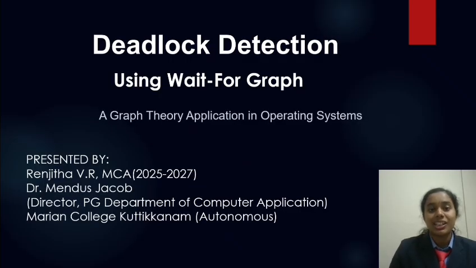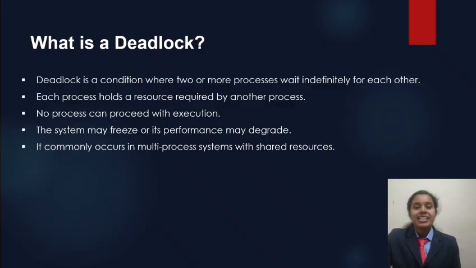Let us check what is deadlock. Deadlock is a condition where two or more processes wait indefinitely for each other. Each process holds a resource required by another process. No process can proceed with execution. The system may freeze or its performance may degrade. It is a common occurrence in multi-processor systems with shared resources.